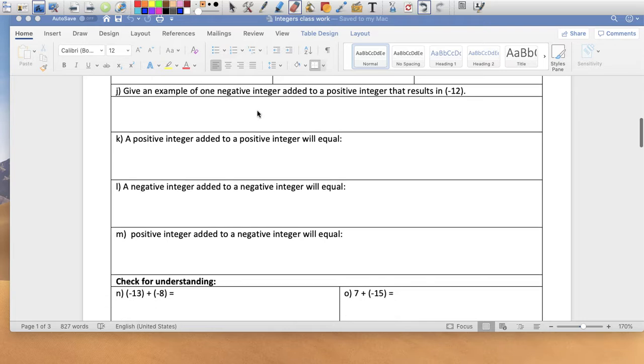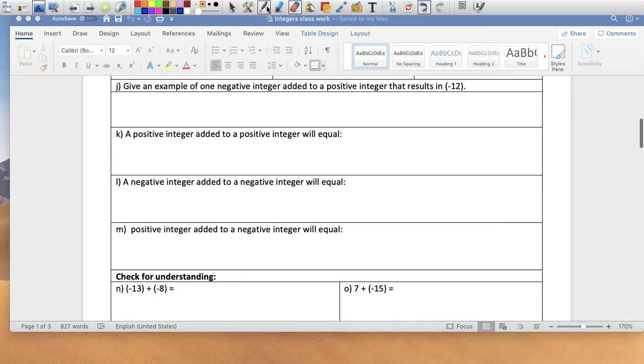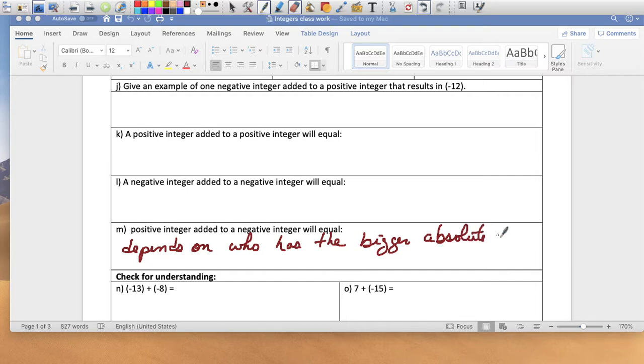Let's go on to the next one. A positive integer added to an integer will equal, well, depends. That's going to be dependent, right? Depends on who has the bigger absolute value. Very mathy way of saying this.